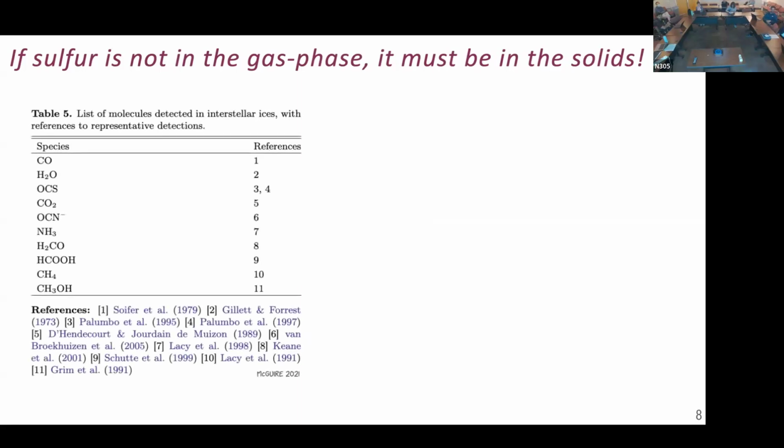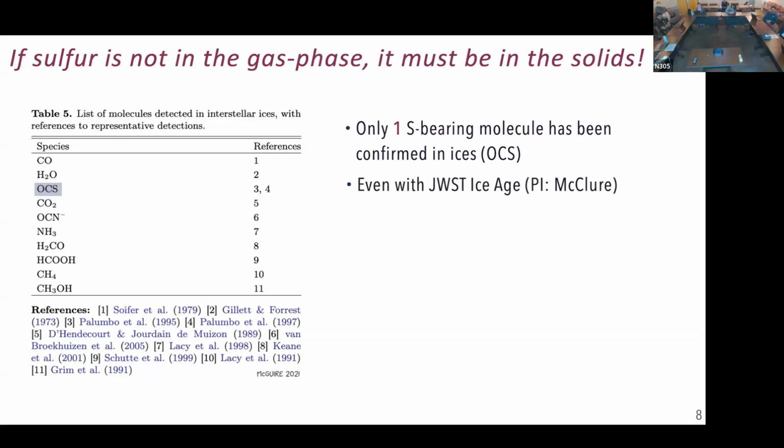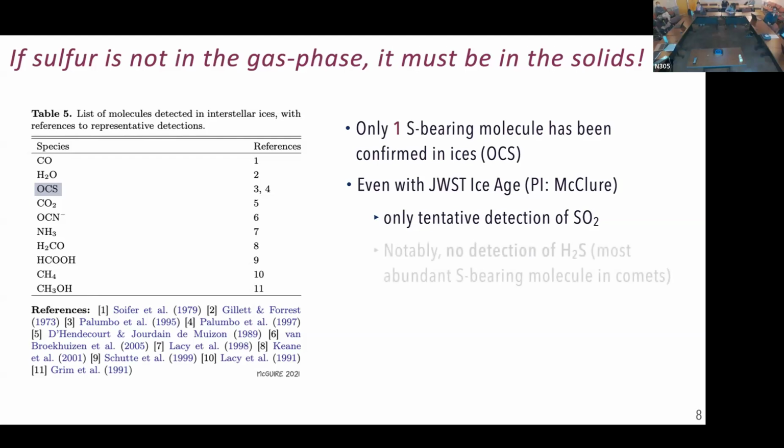And then when we go to the ice constituents, these are the most prominent ones. There's only one sulfur-bearing molecule that has been confirmed in ices, OCS. We thought with JWST, with the ice age program, we'd actually see a lot more of the inventory, but even then, we only have a tentative detection of SO2. So we have 300 plus molecules, 40 in the gas phase for sulfur, and only one, probably two in the ice. And so this was really surprising because if it's not in the gas, it must be in the solids, but in the solids, we only have this much.